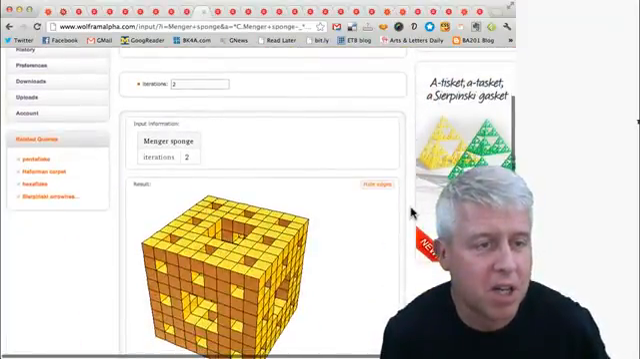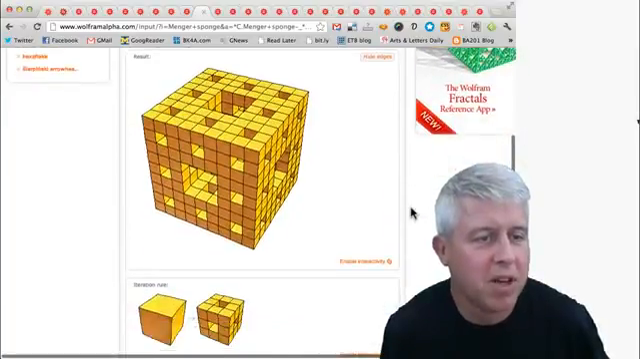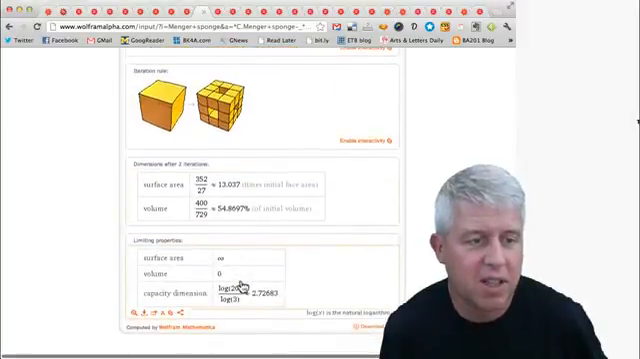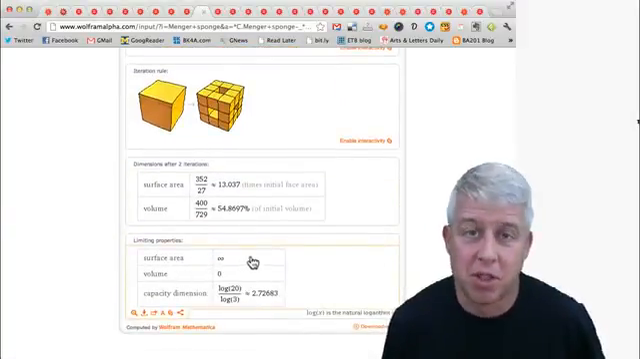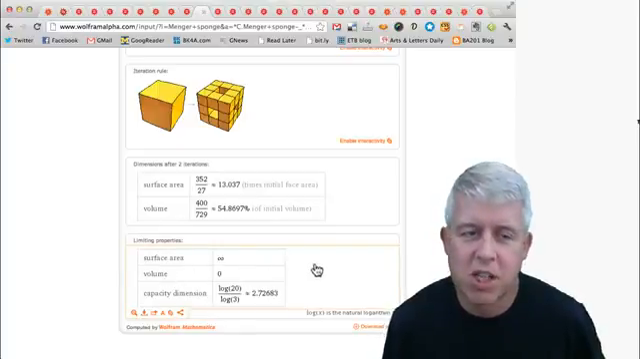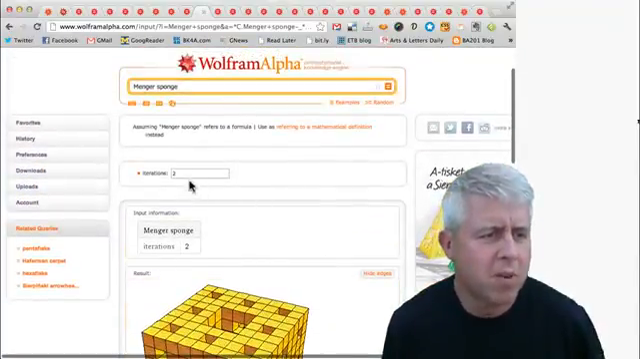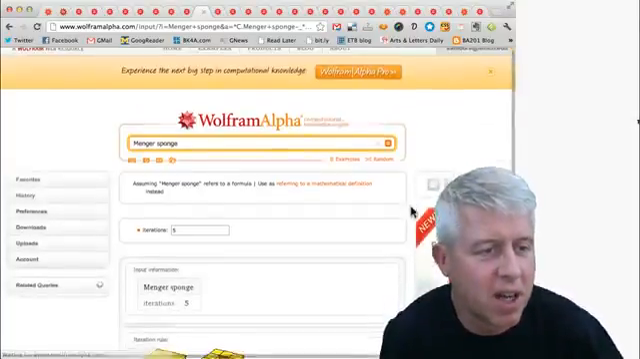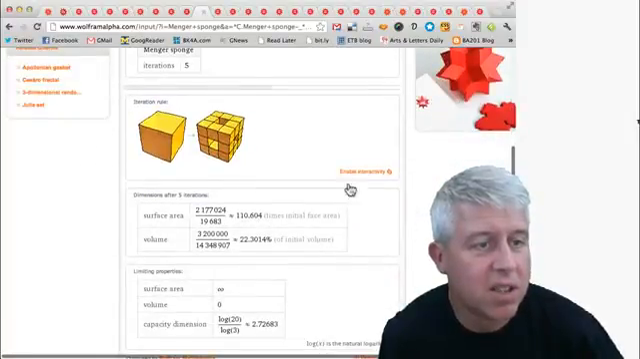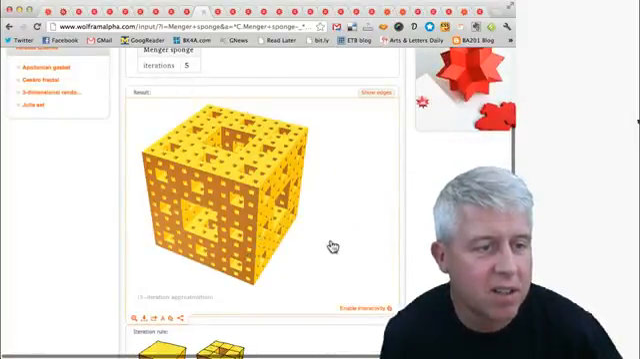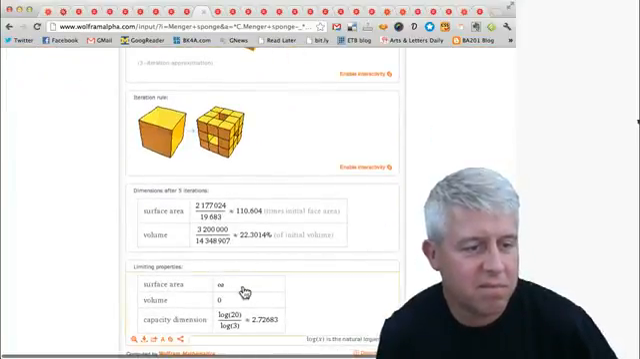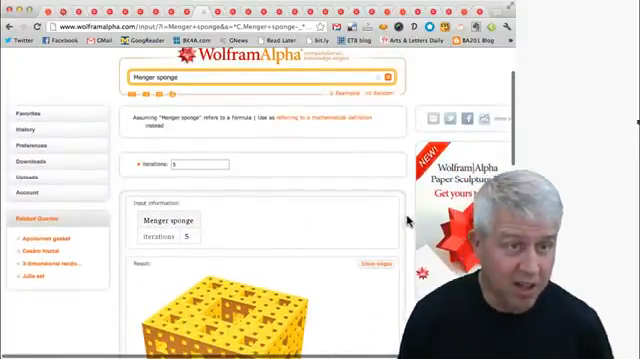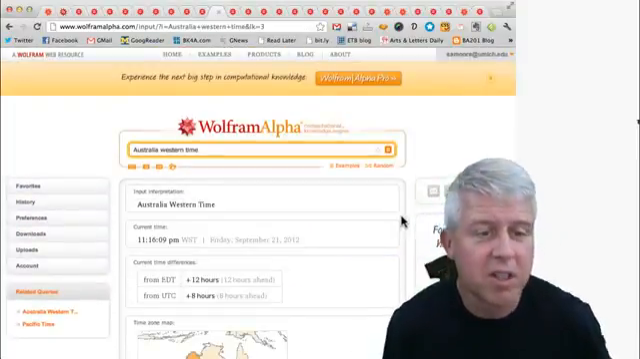The Menger sponge, same thing here. After 2 iterations, it looks like that. That's an iteration. Surface area is now 13 times. Eventually, the surface area approaches infinity, while the volume approaches 0. You say, what if we do 5? Hit enter, see what this looks like. So it's calculating, and that's what it now looks like: 110 times the surface area and 22% of the volume. Again, the Menger sponge.